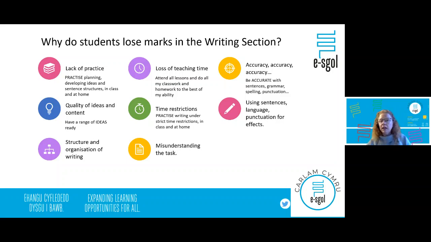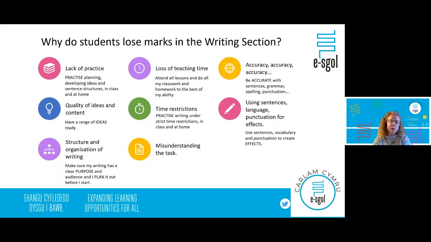In the exam, if you try and use a range of sentences and vocabulary, you are automatically reaching up towards that band 4 where it says that you use a variety of sentences and language and punctuation for effect. That means you're automatically trying to aim towards the higher grades. So practice it. How do you change a sentence round? Is there any other way you can start that sentence? Can you use a variety of openings for your paragraphs? Can you use some short and long sentences? Just practice doing those sorts of things.